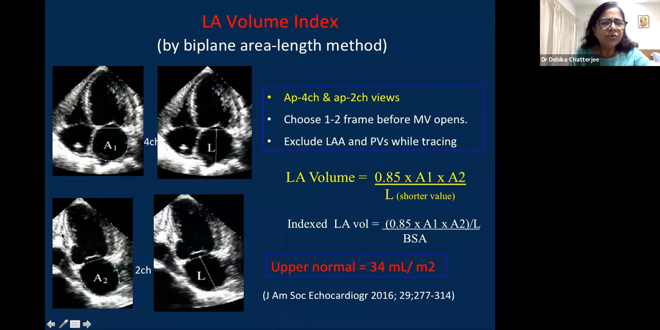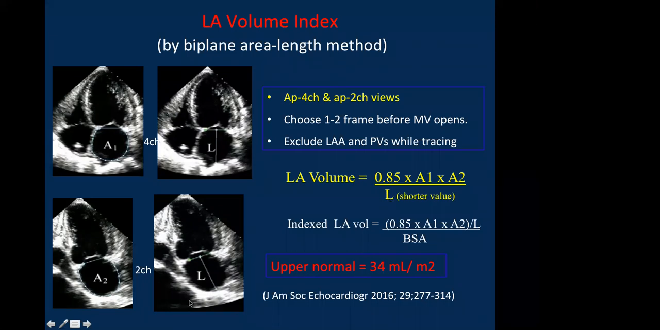Then next you go to the apical 2 chamber view and repeat the same process, where you get area 2 and the second length. So the formula for the LA volume is 0.85 into area 1, which we got from the 4 chamber view, multiplied by area 2, which we got from the 2 chamber view, divided by length.